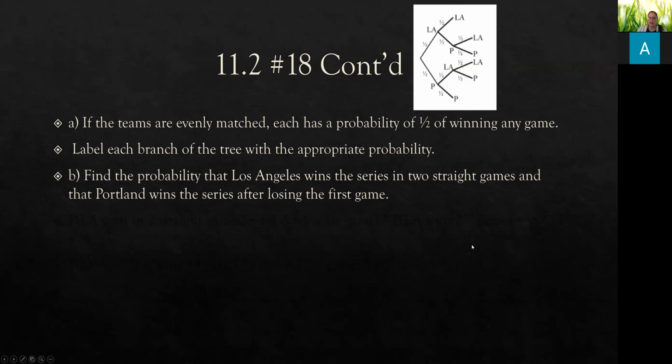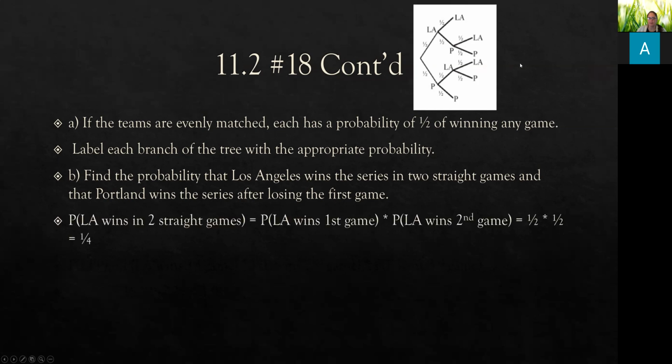Part B, find the probability that Los Angeles wins the series in 2 straight games. So that would be LA wins and then LA wins. And find the probability that Portland wins the series after losing the first game. So that means LA wins the first game and then Portland wins the second and Portland wins the 3rd.